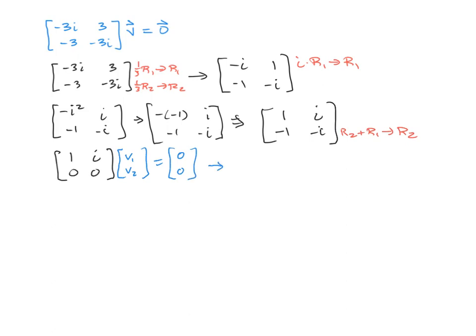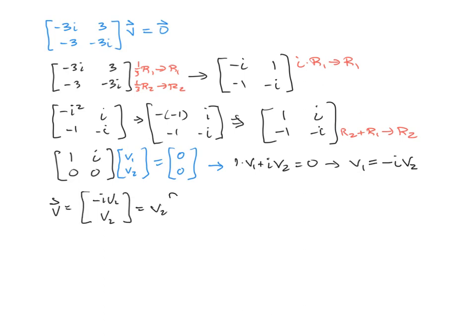The next step is to multiply out that top row, and it says that 1 times v1 plus I times v2 is equal to 0. So it says that v1 is just equal to negative I times v2. So when we build v back again, we're going to have a negative I v2 and a v2. Factoring out the v2 gives us the eigenvector of negative I and 1. And again, this corresponds to lambda is equal to negative 1 plus 3i.